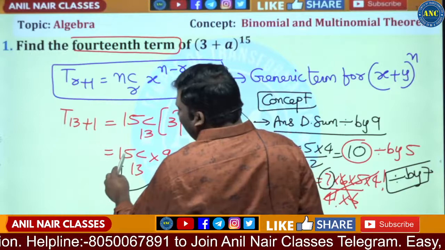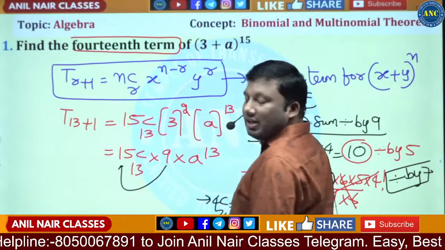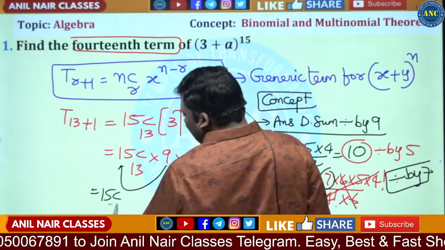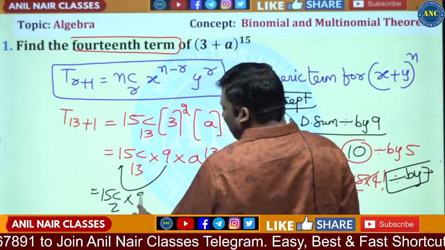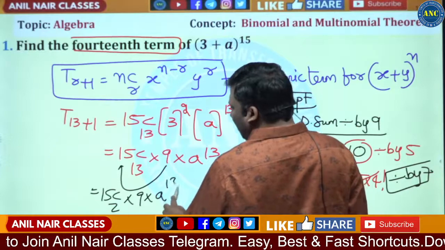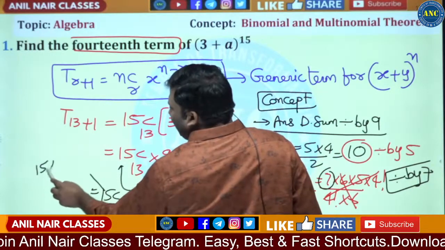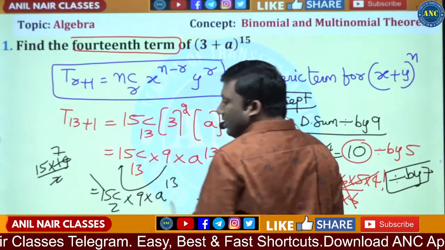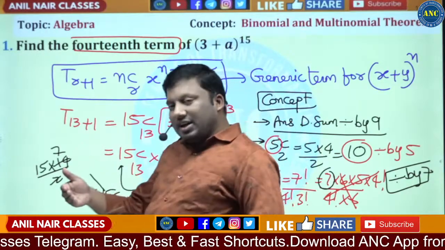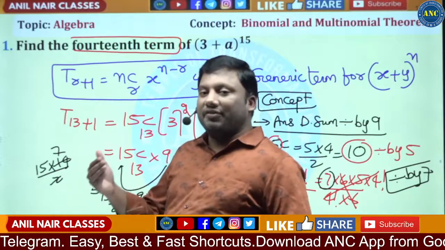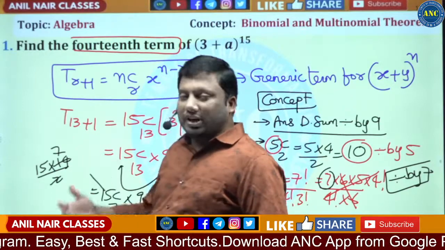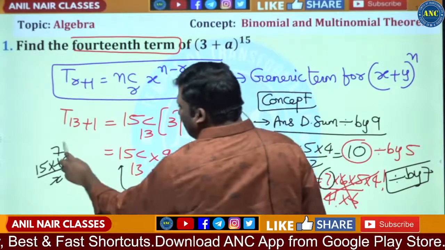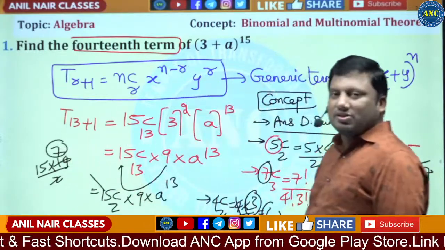15C13. Out of 15, I am selecting 13, which means I am rejecting 2. Both are the same. 15C2 into 9 power 13. It is 15 into 14 by 2. 2 sevens are there. See here. What is the nearest number after 14? It is 14. What is the prime factor for 14? 7. The answer should be divisible by 7.